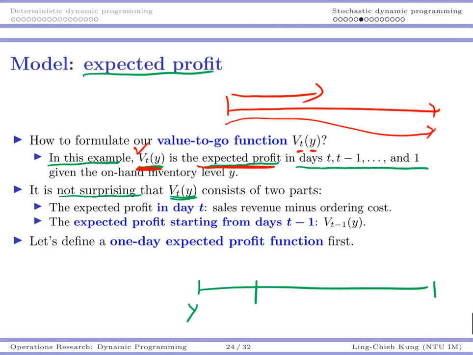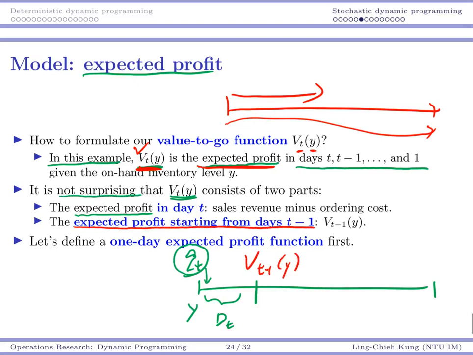You have Y at the beginning, and then you make some decision to replenish to QT, and then this QT is going to face some random demand for this period. That's going to create some expected profit for the first period. And then we also have the expected profit starting from the next day. That's something we don't need to worry because Vt minus 1 of y should already be calculated from backward induction. Okay, so let's focus more on this 1 day expected profit function.